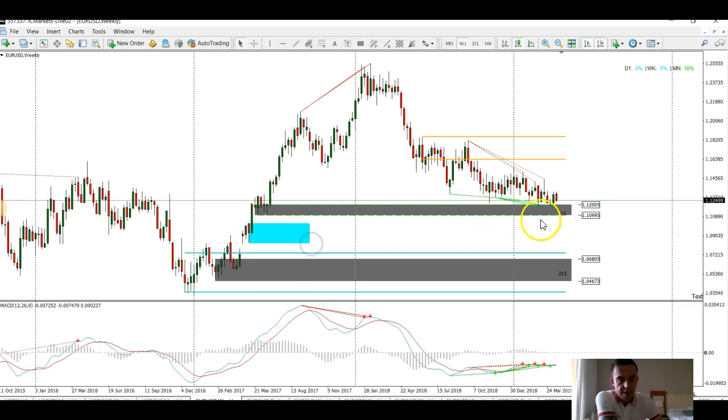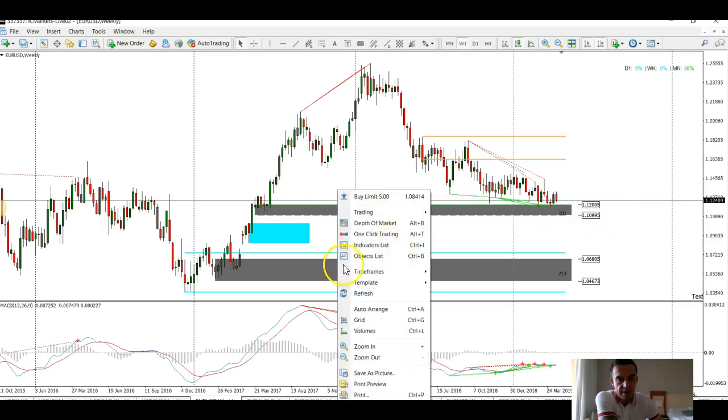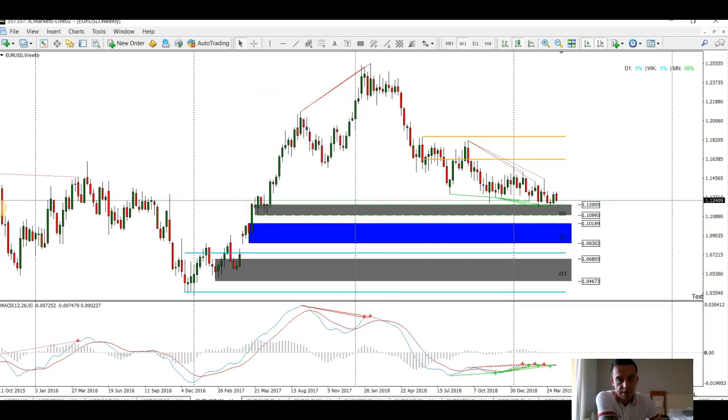At the minute, until this 112 area is broken, we are looking to actively buy this up. Just buy the bottom, sell the top. Okay. A lot of indecision in Europe at the minute too. Brexit, etc. is playing heavily on the euro also.